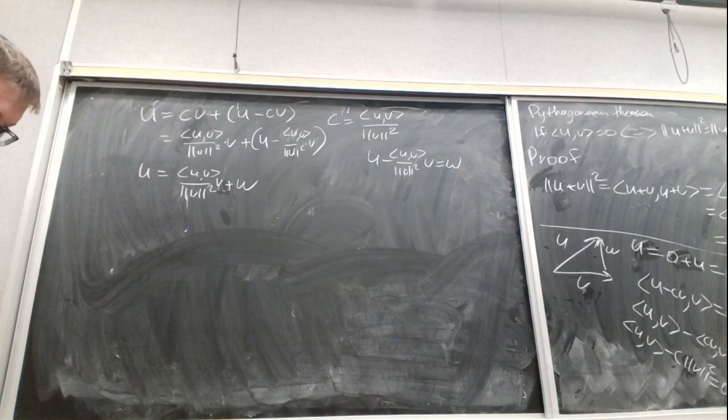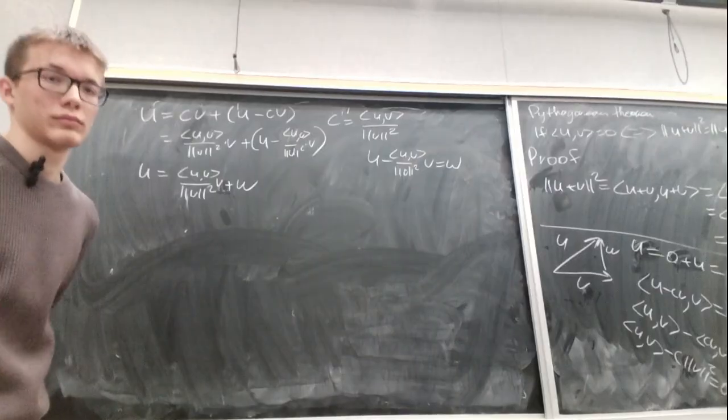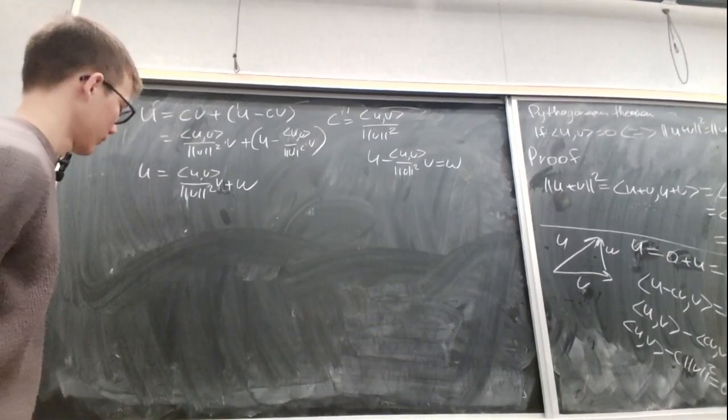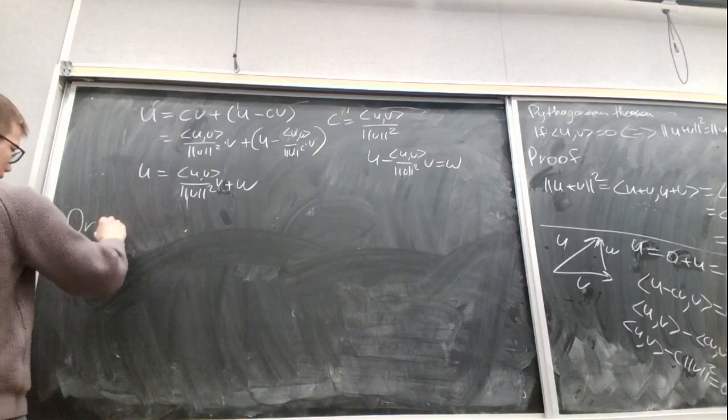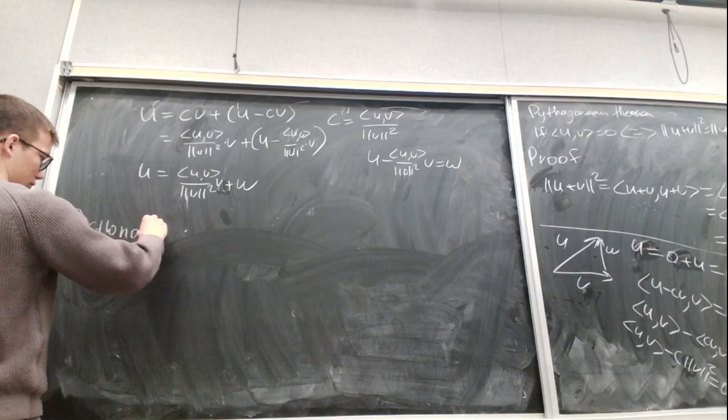And then the second part is quite literally, I take the vector and then subtract off the bit that's parallel to V, and I should be left with the bit that's perpendicular to V.